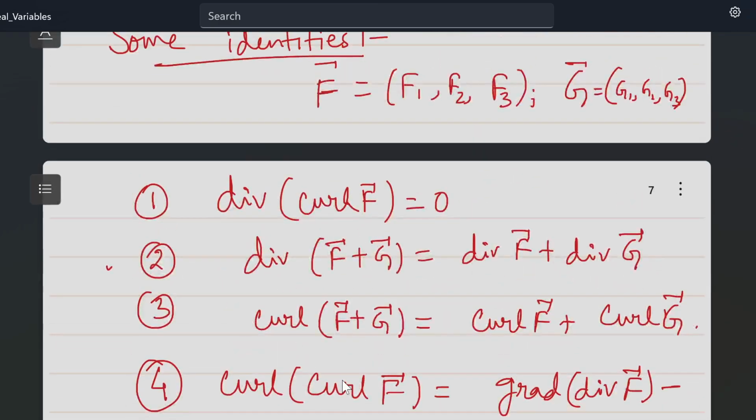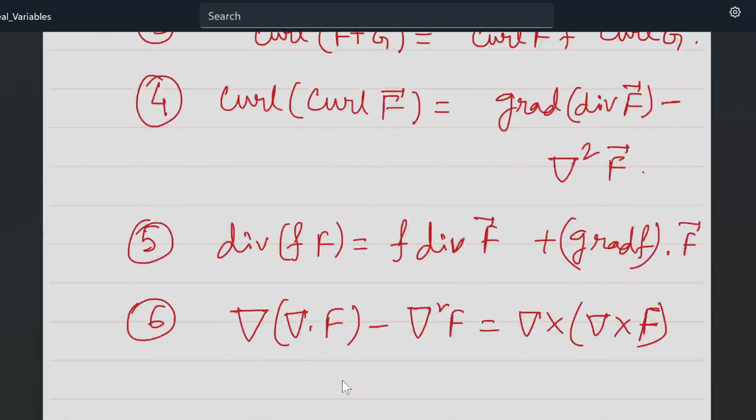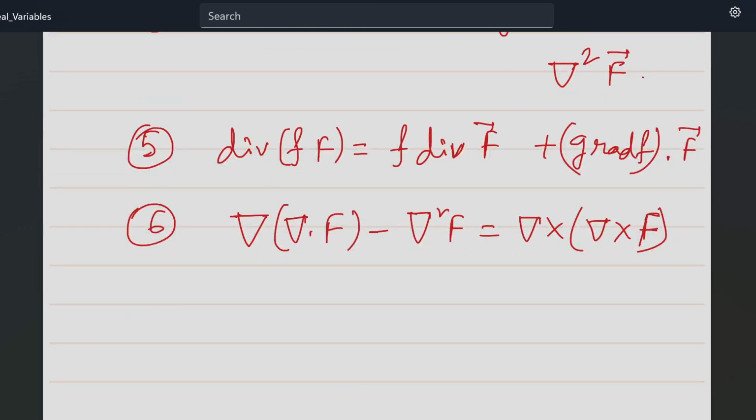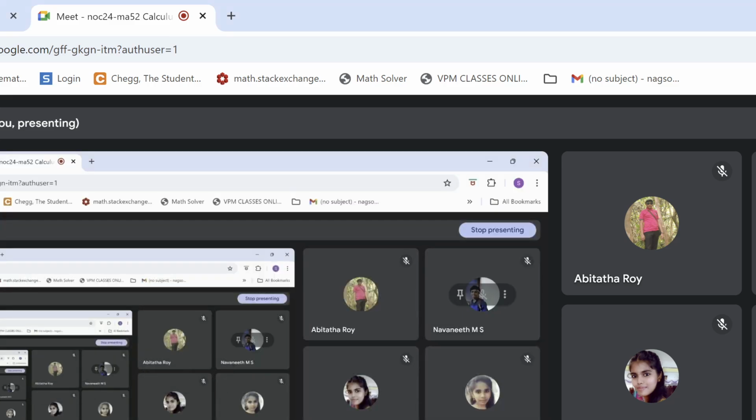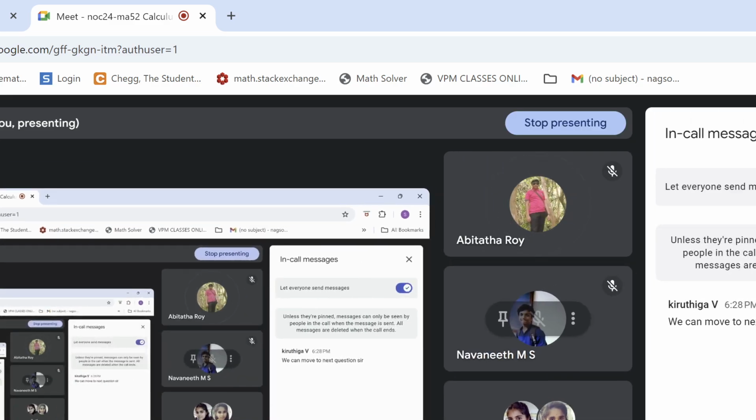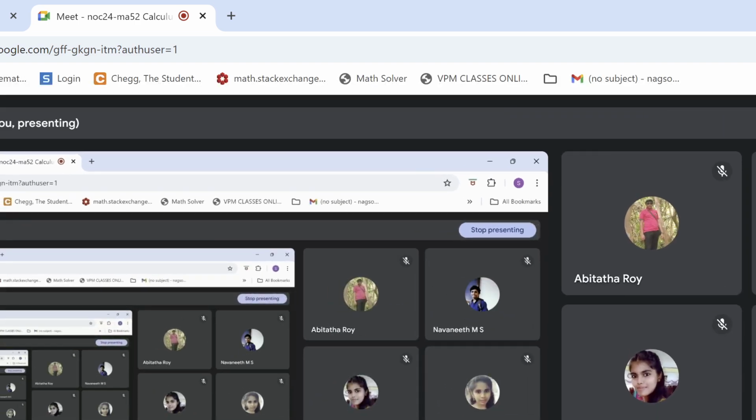So these are standard identities. I'm not writing them all. There are actually 12 to 15 identities. You can try to prove them. Mr. Roy, you will try, or all others also. You can try. I will move to the next question. Fine.